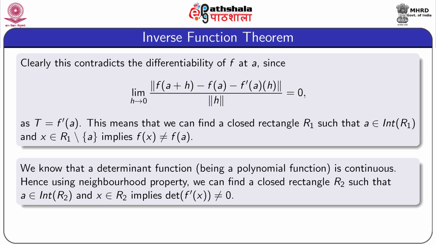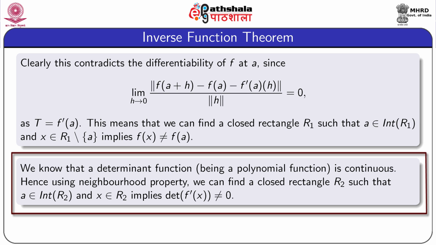This means that we can find a closed rectangle R1 in R n such that A is in the interior of R1 and x from R1 with the point A deleted implies F x is different from F A. We know that a determinant function is continuous and it is nothing but a polynomial. Hence, using the neighborhood property, we can find a closed rectangle R2 such that A belongs to the interior of R2 and x belongs to R2 implies determinant of F dash x is non-zero.